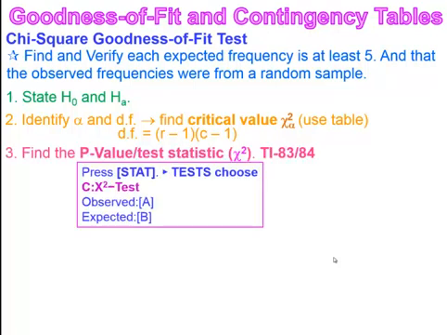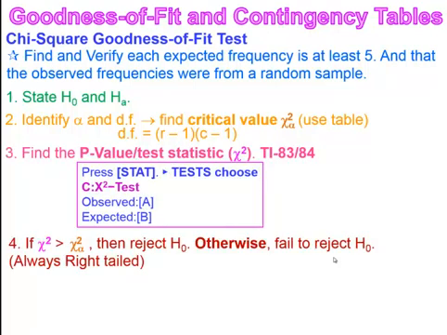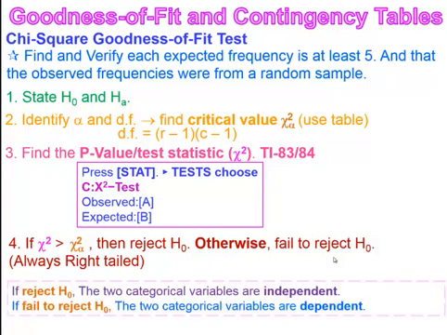And then we're going to find our test statistic. Once we have that, we're going to compare. Is our test statistic greater than our critical value? If this is a true statement, you'll reject the null. Otherwise, you fail to reject. So again, it's always going to be a right tail test. If you reject the null, then we have independence of categories. If we fail to reject, then the categories are dependent.